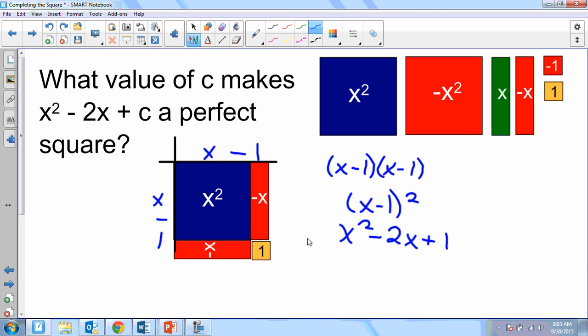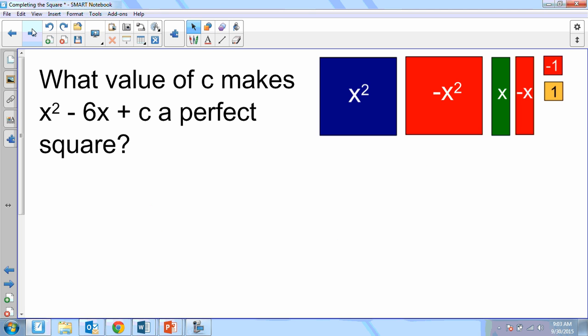If you want to sketch it out, here's a chance to sketch it out on your sheet. If you don't want to, that's okay. If it helps you remember, visual learners tend to do well with this kind of stuff. If you're visual, you'll want to sketch it. Okay? Next one. X squared minus 6x plus c. We have to figure out what our c is to make that a perfect square.